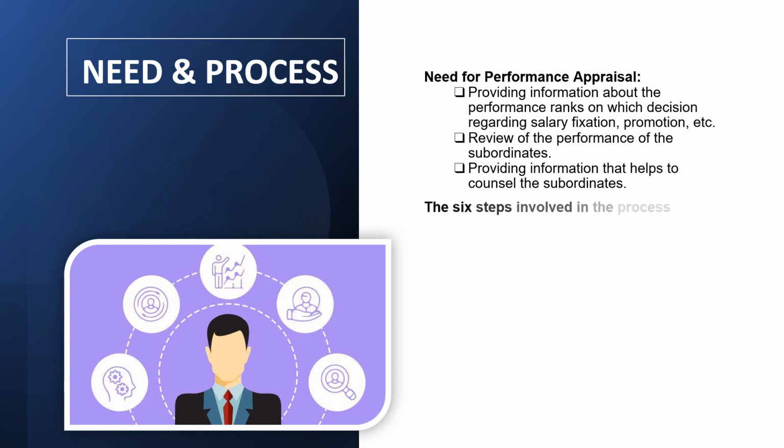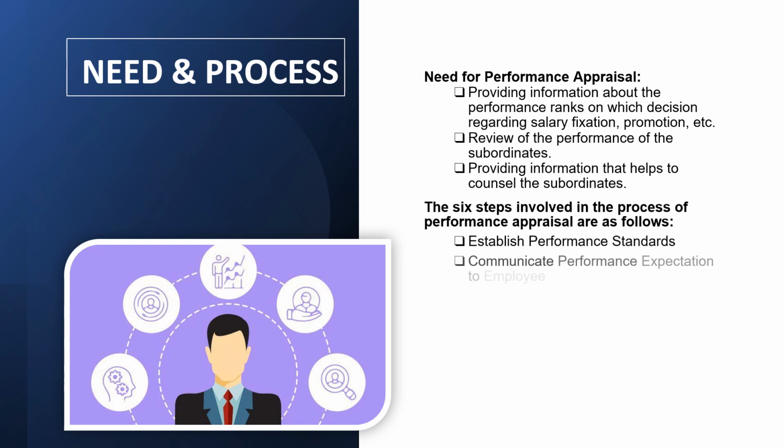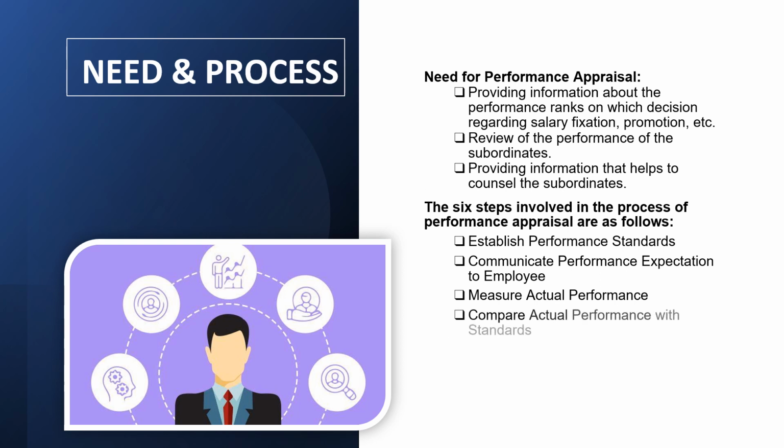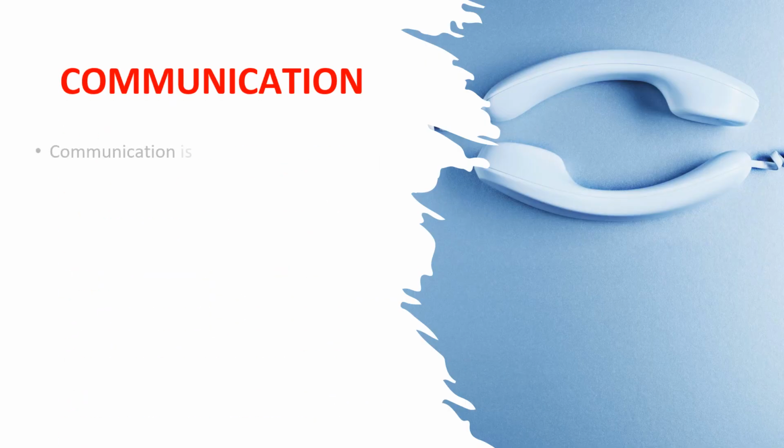The 6 steps involved in the process of performance appraisal are as follows. The first one is establishing performance standards, the second one is communicate performance expectations to employees, the third one is measure actual performance, the fourth one is compare actual performance with the standards, the fifth one is discuss the appraisal with the employee, and the last one is initiate corrective actions. Now let us talk about communication.